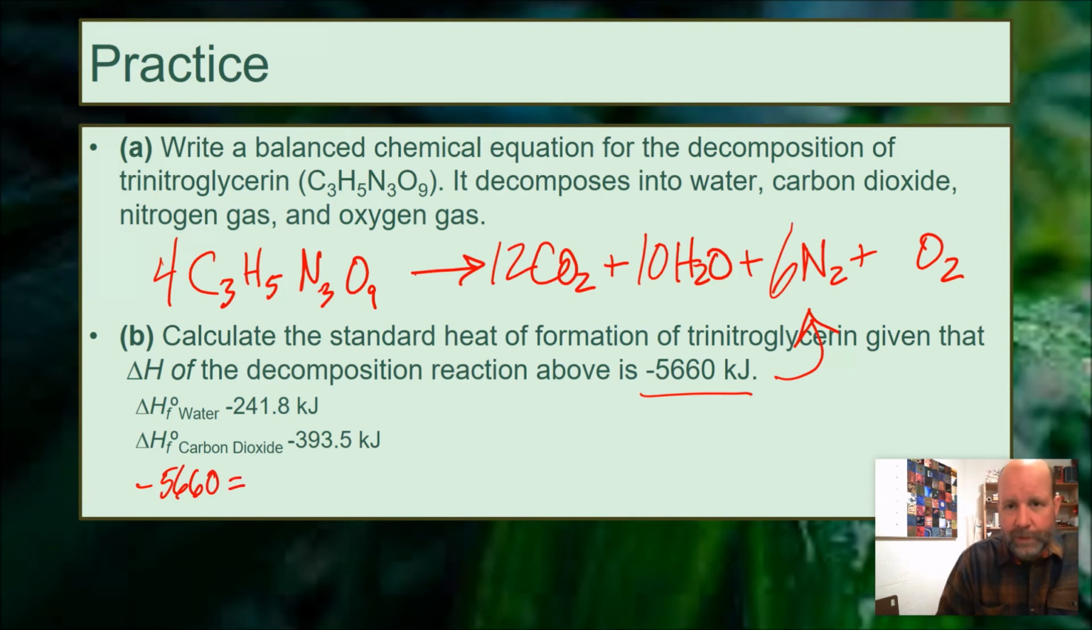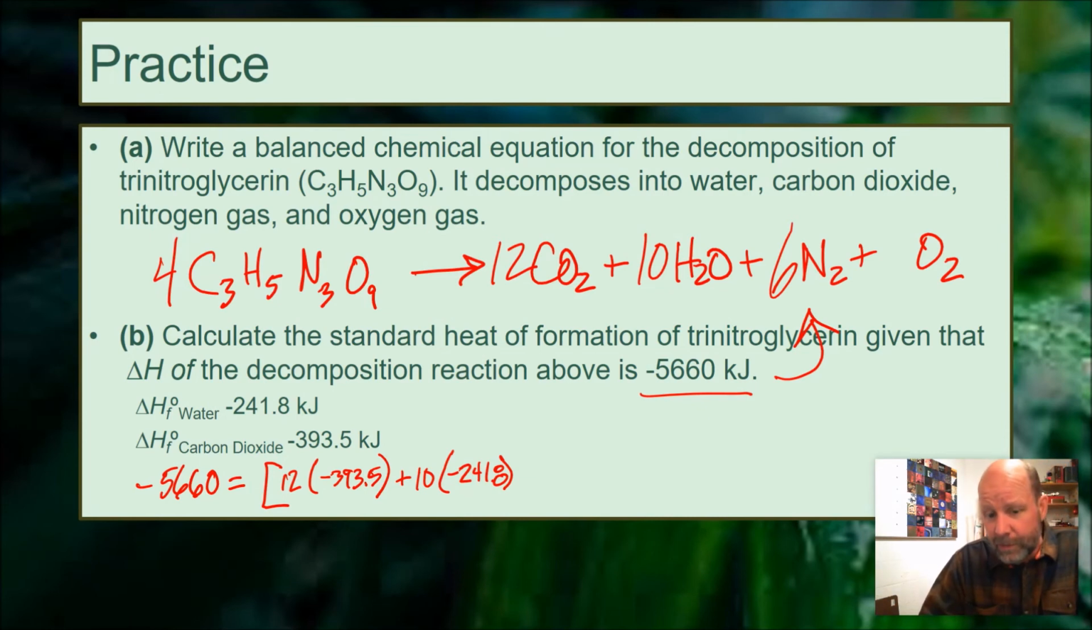That's going to be equal to, now let's do the standard enthalpies of, I'm going to do this in brackets, standard enthalpies of the products, which is going to be 12 times the CO2 value, which is negative 393.5, plus 10 times the water value, so 241.8, and that's water in gaseous form. It's a little different for liquid, plus N2 and O2, but those are both elemental forms already, so those are both 0. So I'm just going to bracket that out right there.